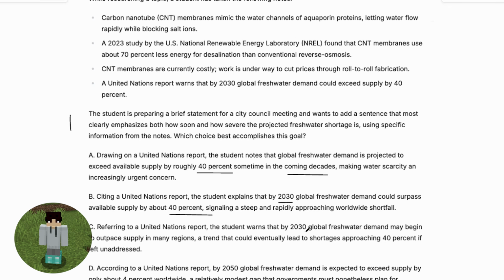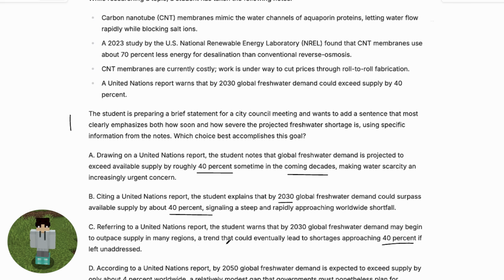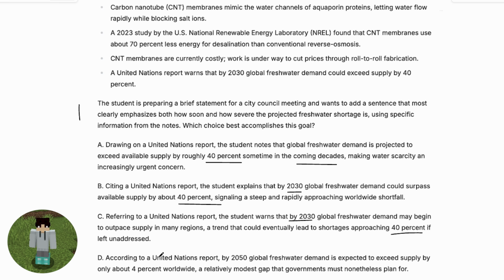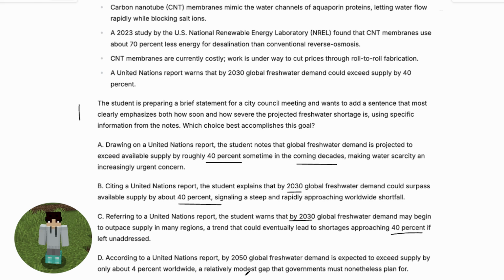C. A student warns that by 2030, global freshwater demand may begin to outpace supply in many regions, a trend that could eventually lead to shortages approaching 40% if left unaddressed. This one says that by 2030, the thing is going to begin and it can eventually get to 40%. So the date is also kind of different in this one as well. D. According to a United Nations report, by 2050, global freshwater demand is expected to exceed supply by only about 4% worldwide, a relatively modest gap that governments must nonetheless plan for. So this one is very different: 2050, and it also lists only a 4% worldwide decrease.